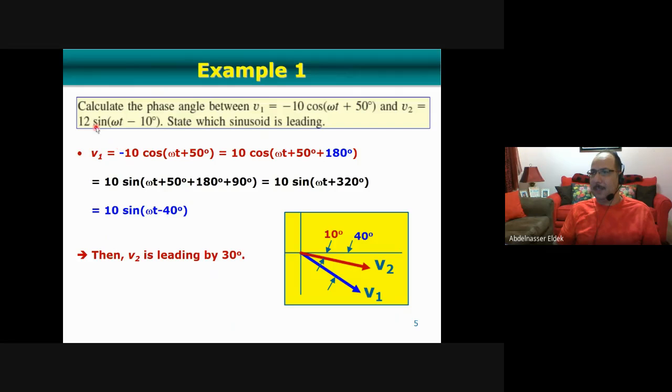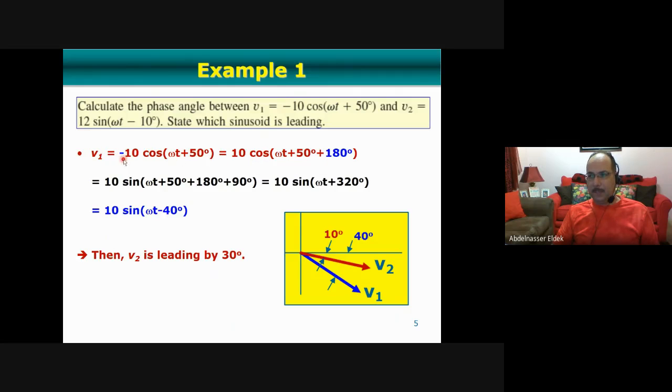So for example, here this is sine, the second one is sine. So let us convert the first one to sine. First I want to get rid of this negative sign here. The negative, you can get rid of by adding 180 degrees here, like this.